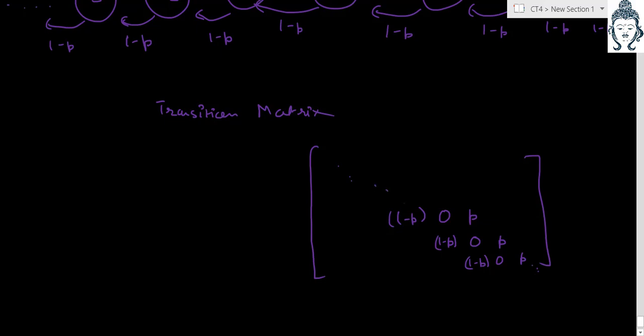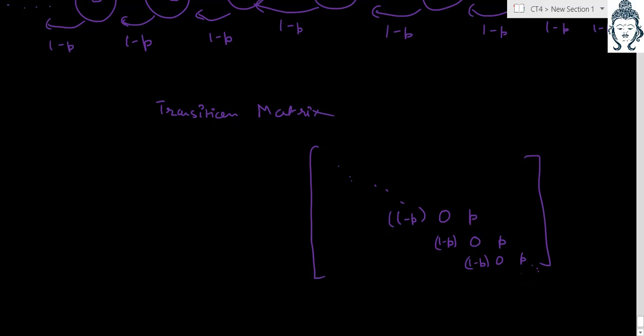So you can model all these probabilities, and you'll have to write the same things here as well. So this is what my transition matrix would look like. It would extend infinitely, just that the probability of going back would be 1 minus P, and going forward would be P.